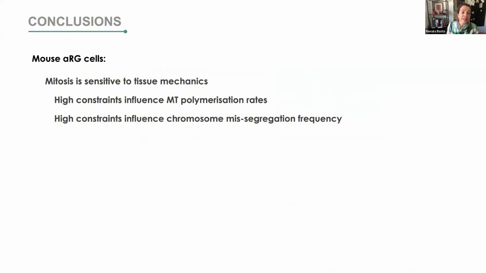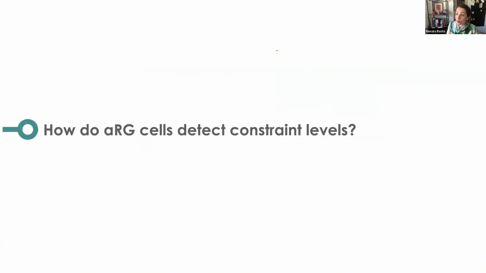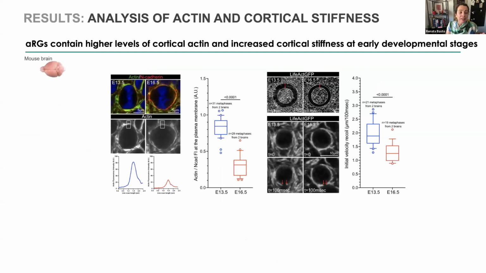So with this, we're learning that apical radial glial cells, at least in the mouse brain, are sensitive to tissue mechanics, and that they respond to high constraints by having high microtubule polymerization rates, which translates into high chromosome segregation errors. The point here is, what are these cells feeling to change the way they are nucleating microtubules? And so we went back to in vivo and we characterized several things, and one of them was the actin cytoskeleton.